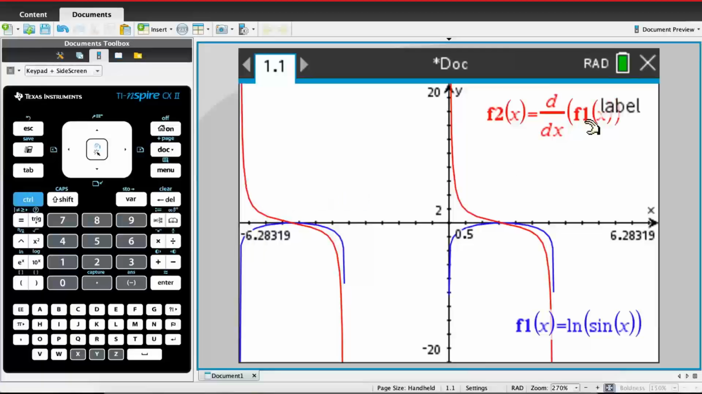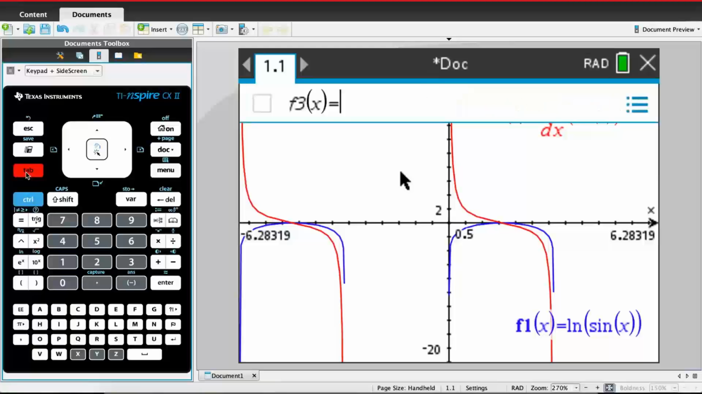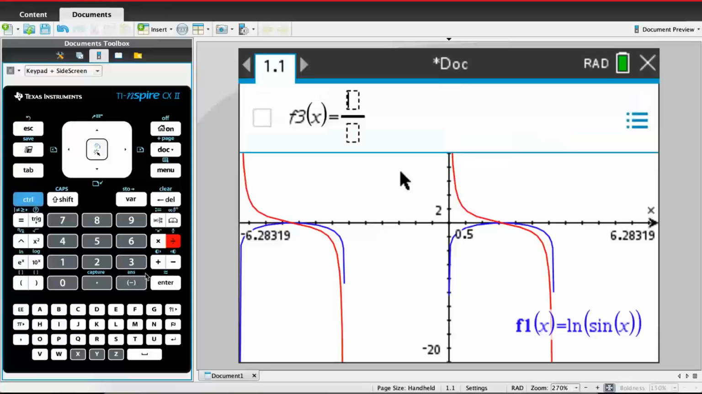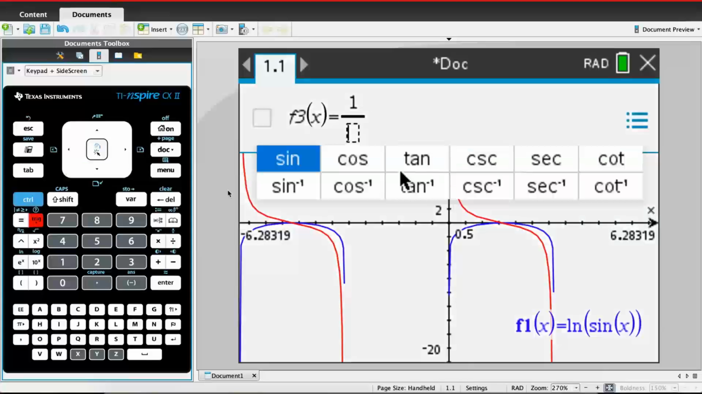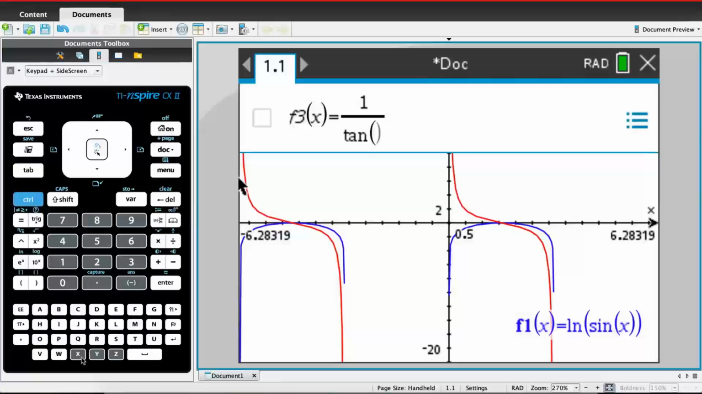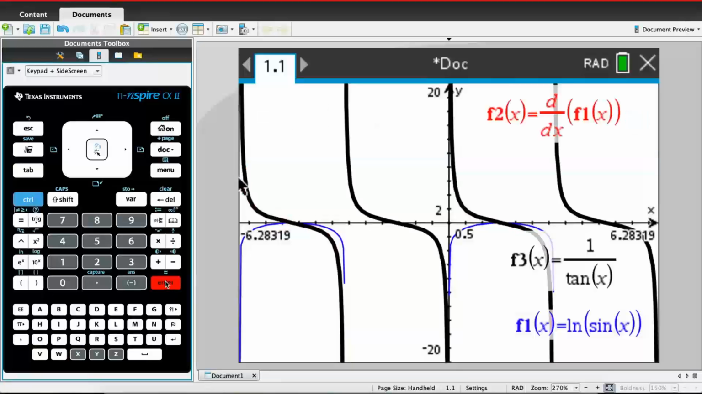To double check my graph, it's another very good idea to add in the derivative that I found, which is the graph 1 over tan. And that confirms for me that what I've actually done numerically on paper is the same as what I've found using the calculator. So that is a very nice double check.